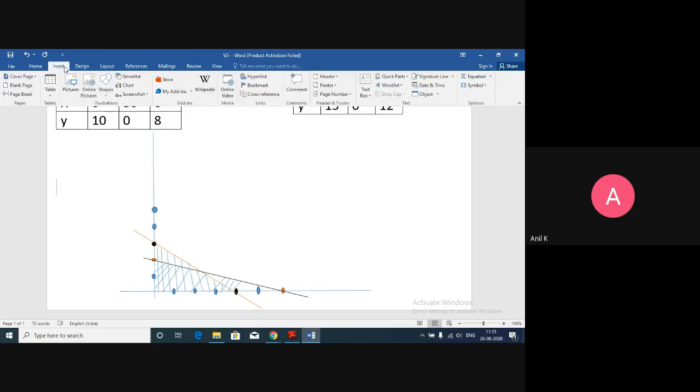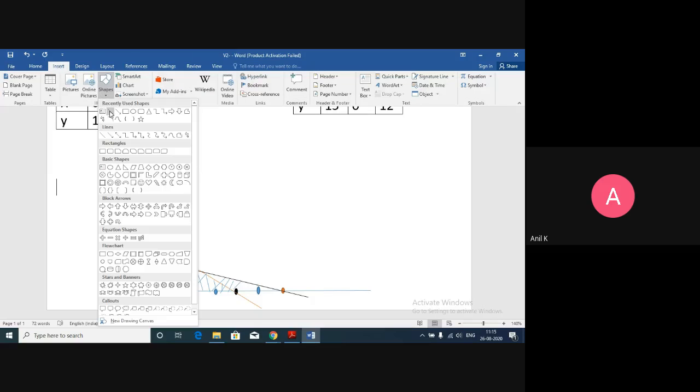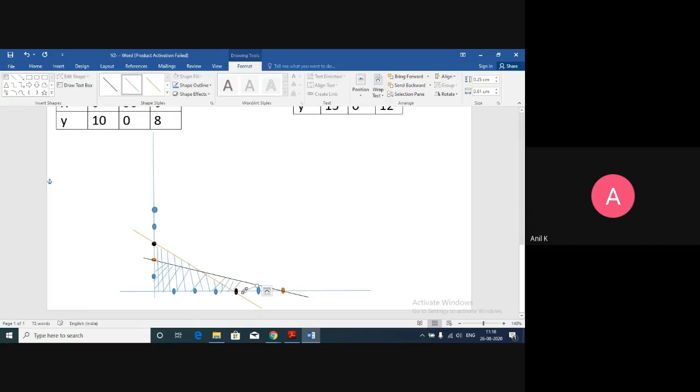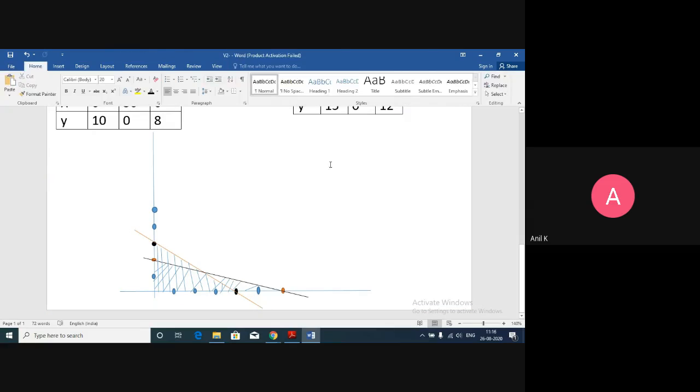Even if I go, let me put the last line. This part also. Now what are the intersection points you have to find here? This is one intersection point which I have. I think this point is 20 comma 0. So one point for the solution is 20 comma 0.